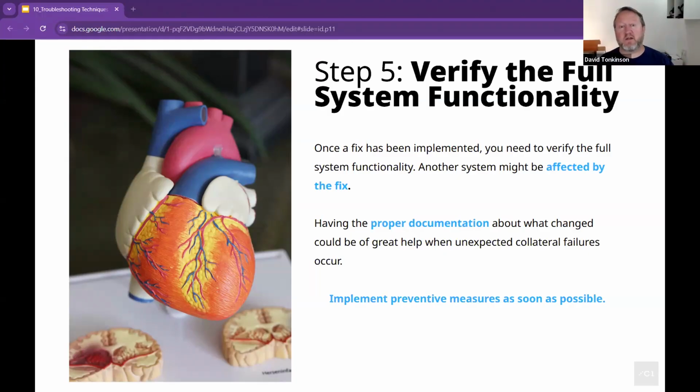So that's what you want to make sure you're doing with a full system functionality test: that the changes you make do not impact anything else on the system.